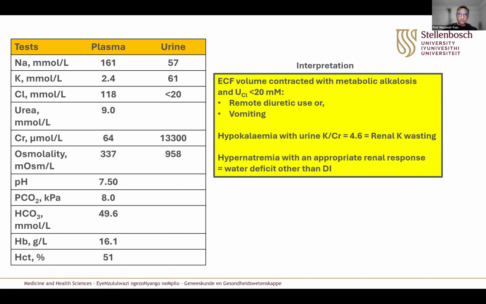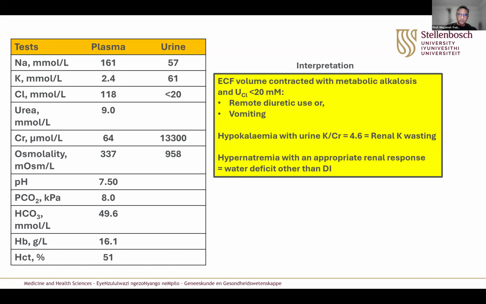So just to come back to the case, we've got a patient who had ECF volume contraction with a metabolic alkalosis with a low urine sodium. We were considering these two here: remote diuretic use or vomiting. She also had the hypokalemia with renal potassium wasting. And she had hyponatremia, and she was ECF hypovolemic, which we thought was due to water loss. As I said there, a water deficit other than due to diabetes insipidus.